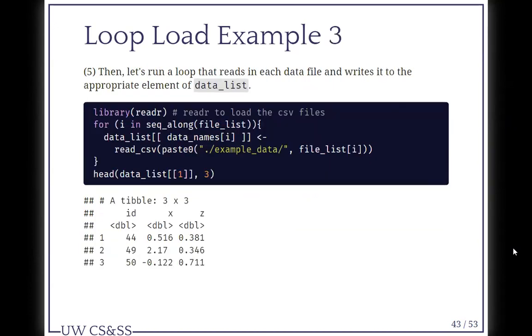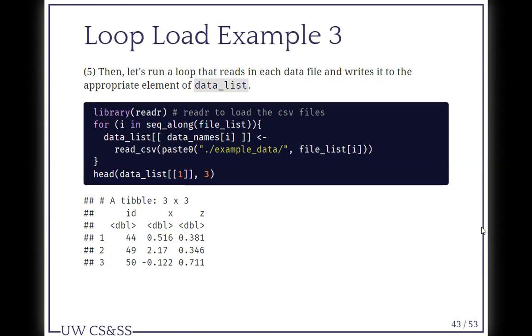Then let's run a loop that reads in each data file and writes it to the appropriate element of the data list. So we'll use library readr to load CSV files in the way that we like in the tidyverse. And then for index in sequence along our file list, we're going to subset our data list to our data names per index and assign it read_csv, and we're going to paste together our path to our file and the name of the document.